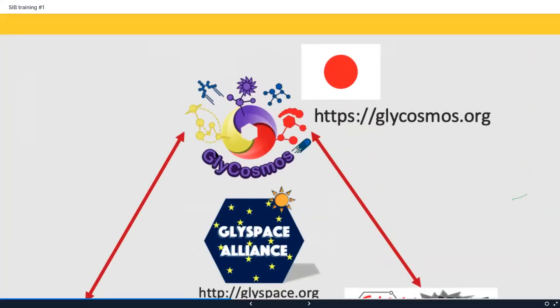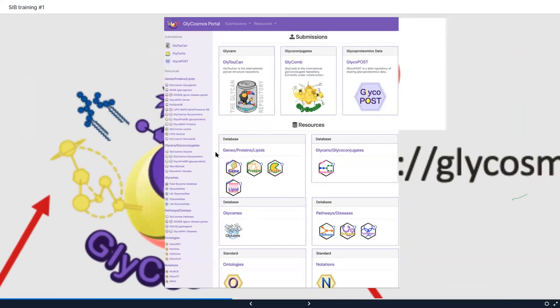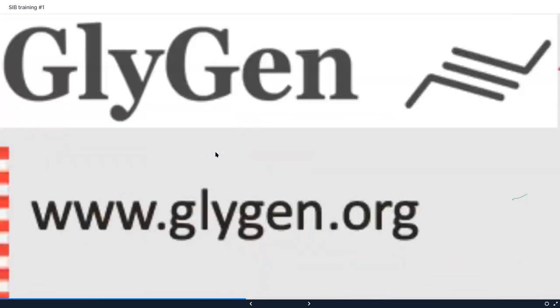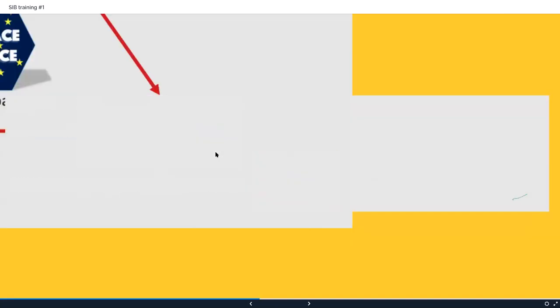So this is the Glycosmos homepage, and we'll have a quick look at what's there. This is the Glygen homepage, and I'll go very quickly on that as well. And here, the choice that we made, Glycosmos is dedicated to the Japanese resources that are in Japan by definition.